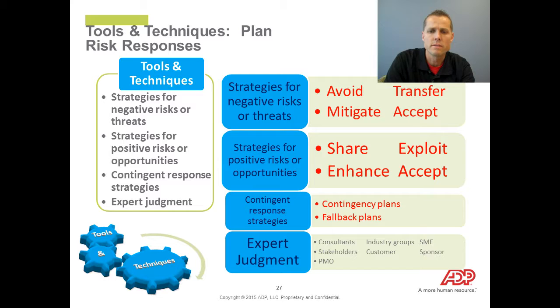For the tools and techniques for risk responses, there are a lot of questions on the PMP exam related to them. There are strategies for negative risk responses, strategies for positive risk responses, contingent response strategies, and expert judgment. The negative risk responses are ATM: avoid, transfer, mitigate. For positive responses, we have SEE: share, exploit, enhance. The one response shared by both positive and negative is accept. And we'll get into the contingent response strategies as well. These are really key areas, and that's why they're highlighted in red, because you most likely will be tested on these in the exam.